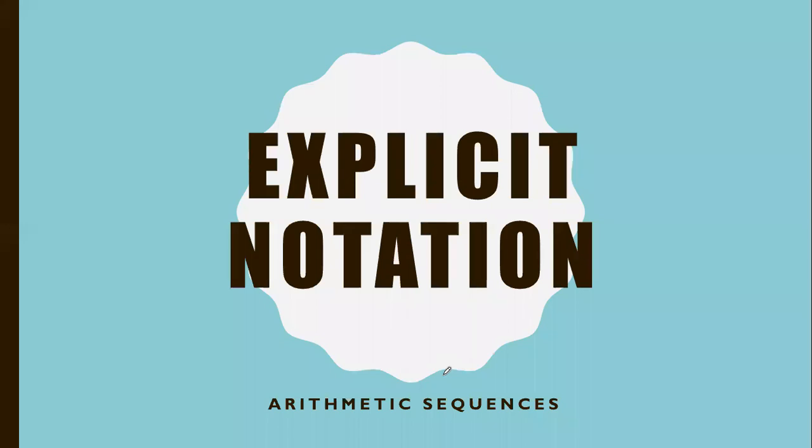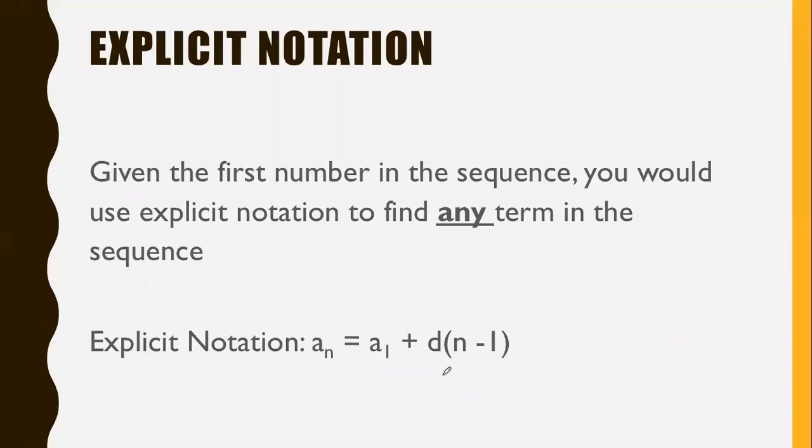Okay, last one is explicit notation. So what we just did was recursive notation. That gave us the next term in the sequence. Explicit notation gives us any term in the sequence. You would use explicit notation to find any term in the sequence.